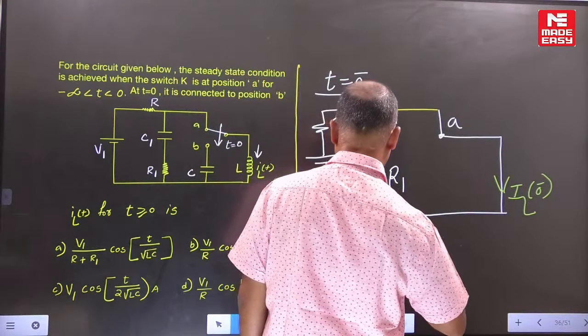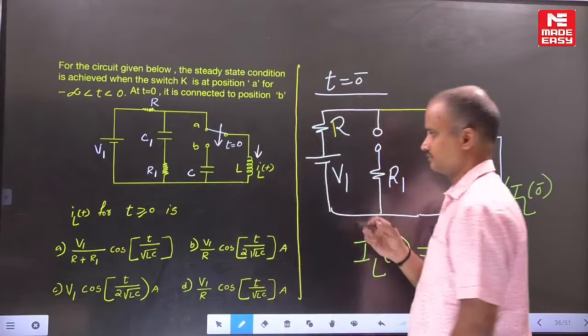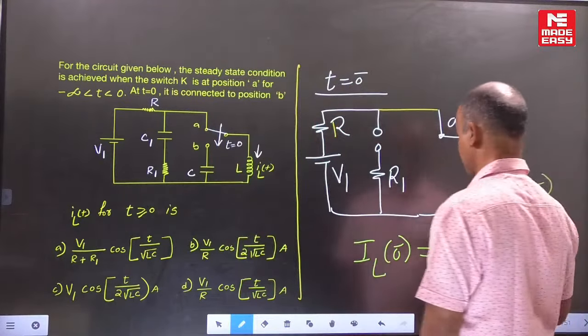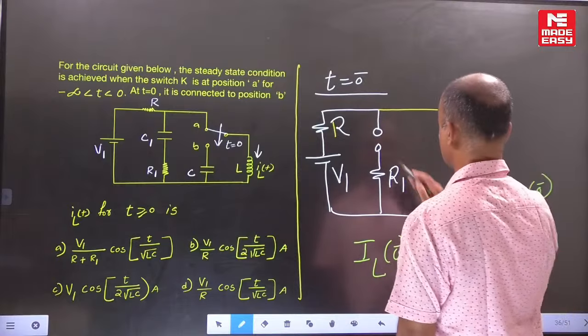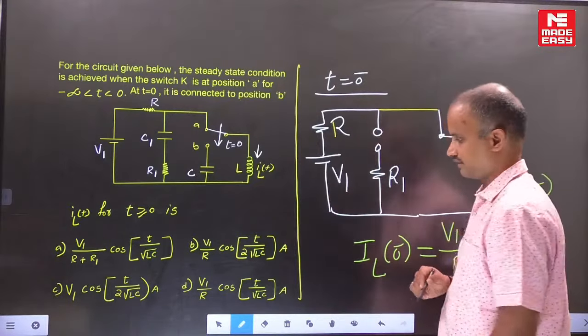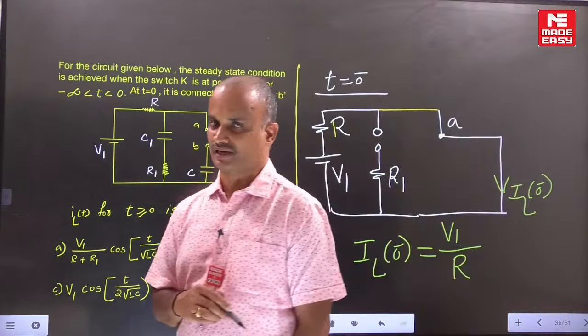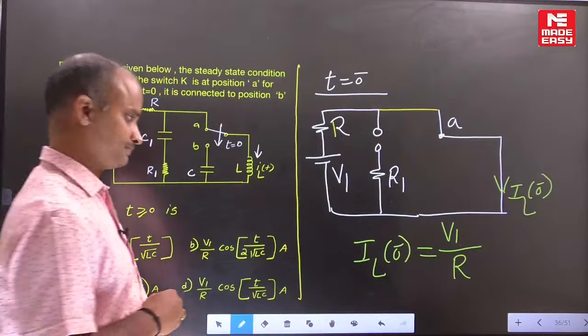Look, I_L of 0 minus. In this example, how much is the source voltage? Source voltage V1. With respect to the resistance R, it is V1 by R. Initial current is completed.